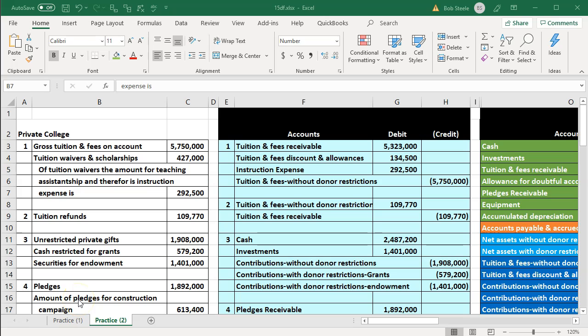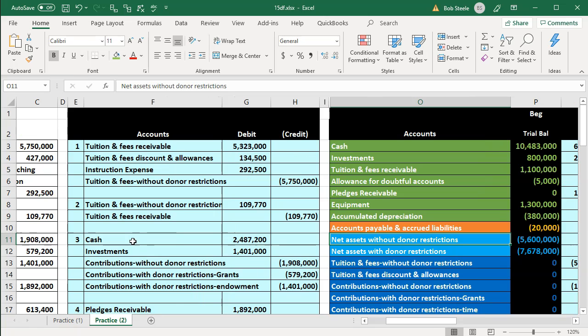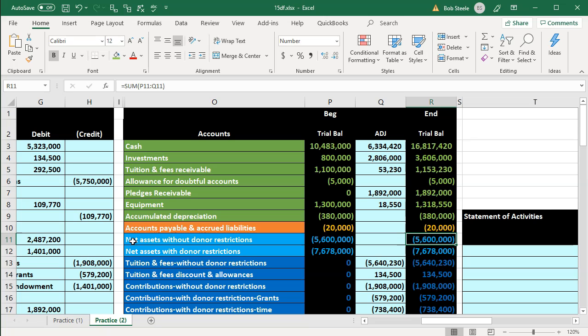In this presentation, we will continue on in our comprehensive problem related to a not-for-profit or non-profit organization, that non-profit being a private college. We're entering the information on the left-hand side into the blue areas on the right-hand side. Last time we entered about half of the transactions related to the current period into our trial balance worksheet. This time, we will be continuing on where we left off last time.